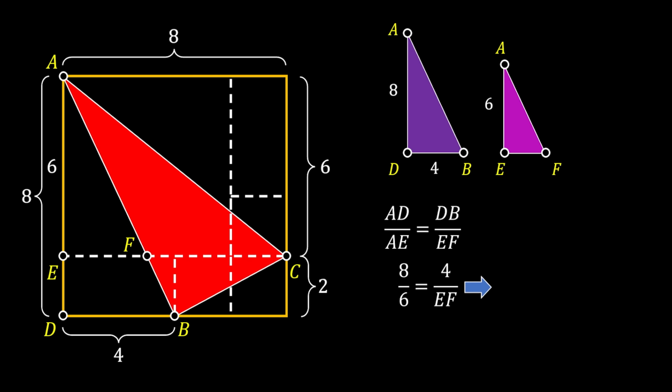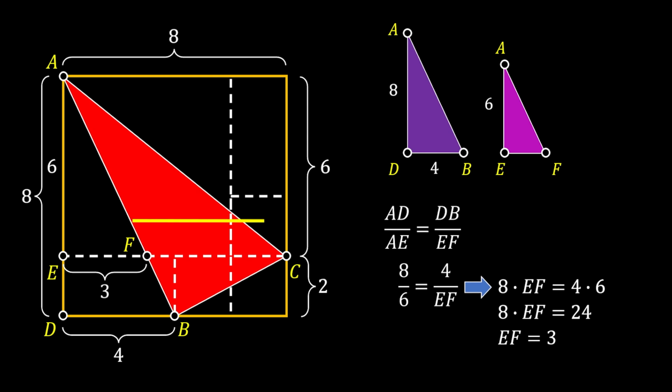We can now cross-multiply this to get that 8 times EF is equal to 4 times 6, which means that 8 times EF is equal to 24. That means that the length of the line EF must be equal to 3. Now we can use this to find the length of this value FC, since it is equal to the difference between the length of our big yellow square with a side of 8 and the length of the line EF, which is equal to 3. So that means that the length of the line FC must be equal to 5.